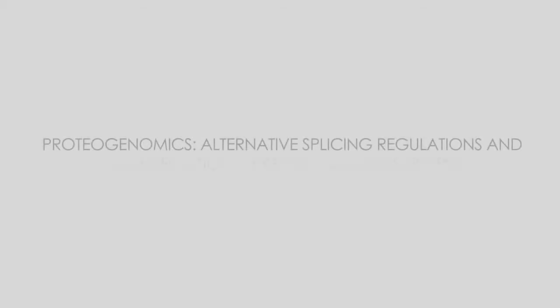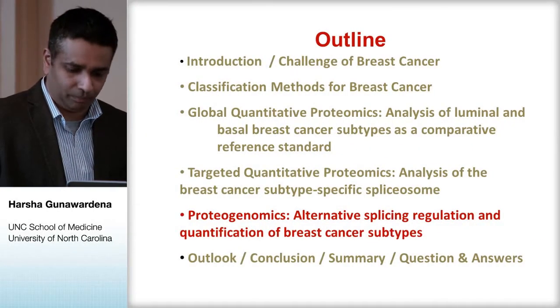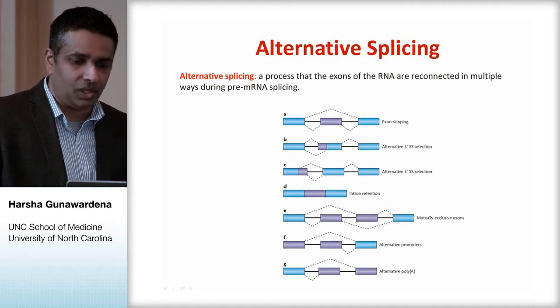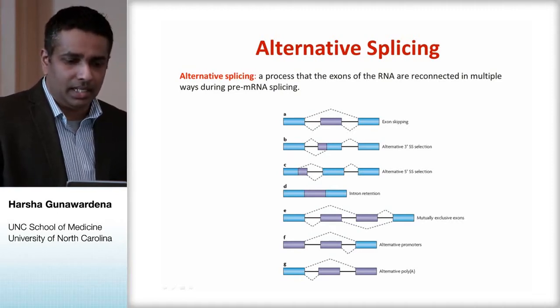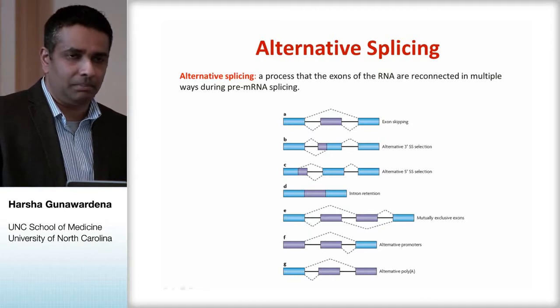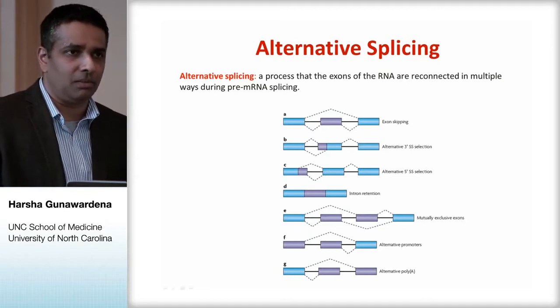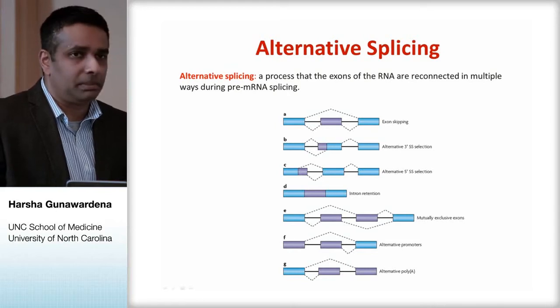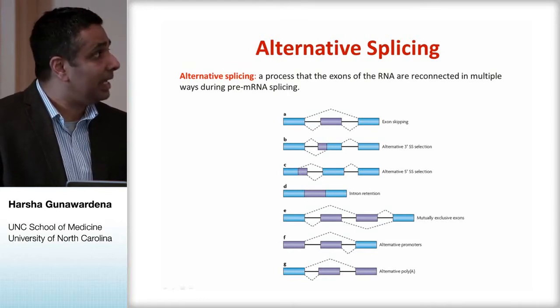So finally, I would like to show you some of the proteogenomics work that we've been doing, especially with regards to alternative splicing. Alternative splicing is a process in which exons of RNA recombine in multiple ways during pre-mRNA splicing. Once the pre-mRNA is spliced, it forms a mature mRNA, which is sent out of the nucleus to the ribosome where it produces the protein. So splicing can happen in many ways.